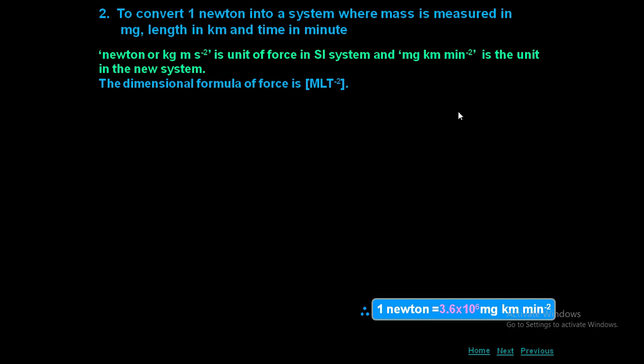The dimension formula is M L T power minus 2. Now we have the values of a, b and c: 1, 1 and minus 2. Let n1 Newton be equal to n2 milligram kilometer minute to the power minus 2. So this is our required arbitrary unit where we have to find the value of n2.